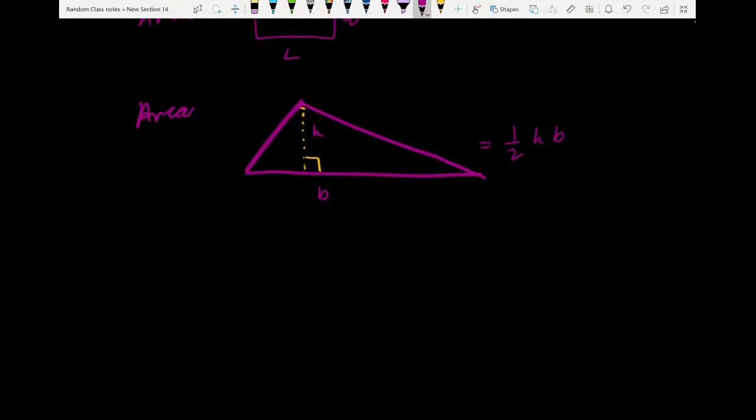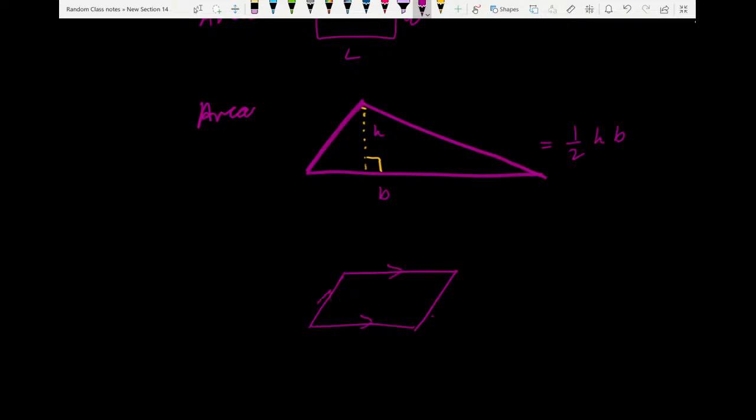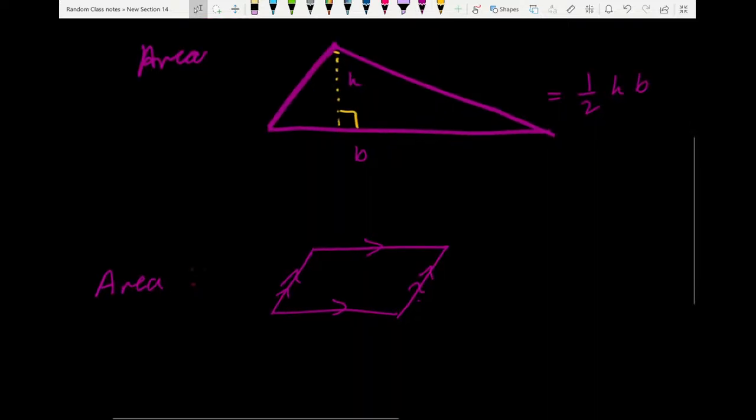Now the next one is area of a parallelogram. That means opposite sides are parallel. Again, this is similar to the triangle one, where we don't use the sides to do it. That's your height, that's your base, and your area would be height times base. All right, that's all it covers. Oh no, I forgot one more thing.